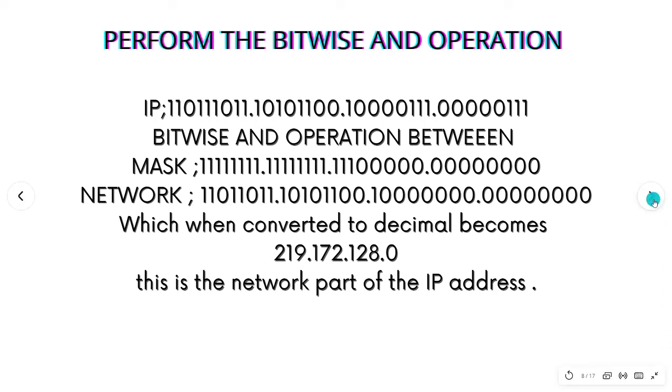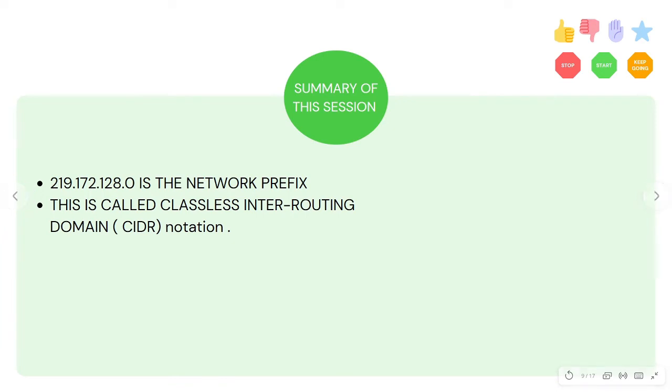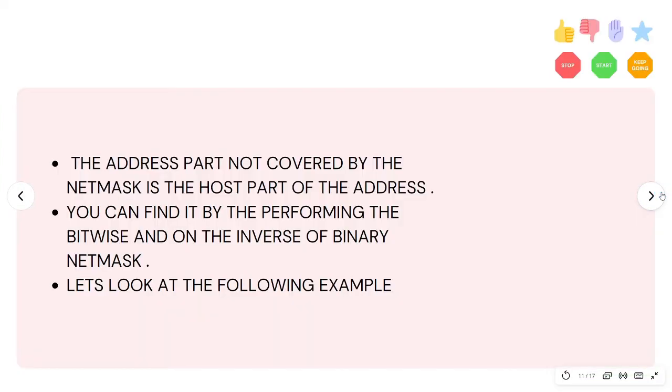As I have mentioned earlier, this is the network prefix, and this notation is called classless inter-routing domain or CIDR notation. So let's move on to the part where we find the host of an IP address. The address part not covered by the net mask is the host part of the address. You can find it by performing the bitwise AND on the inverse of the binary net mask. This is the part where we change the second step of this whole process just a little bit. So let's look at the following example.